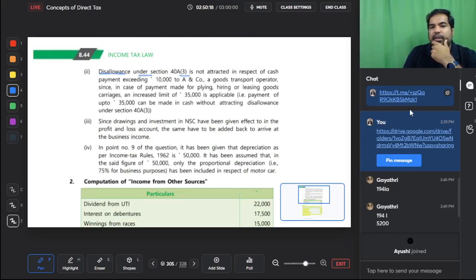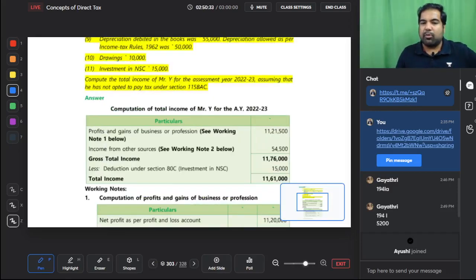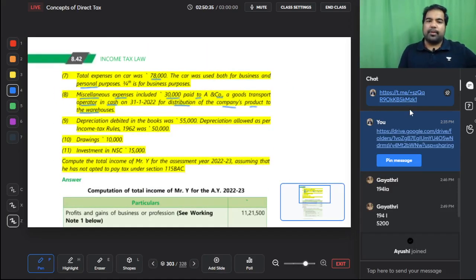Disallowance under 40A(3) is not attracted in respect of cash payment exceeding 10,000 to a goods transport operator, since in case of payment made for plying, hiring or leasing goods carriages, the limit is increased to 35,000. So even when you pay to a GTA, they are allowing it. Okay. Some ICAI questions have taken a contrary view, but that's okay.